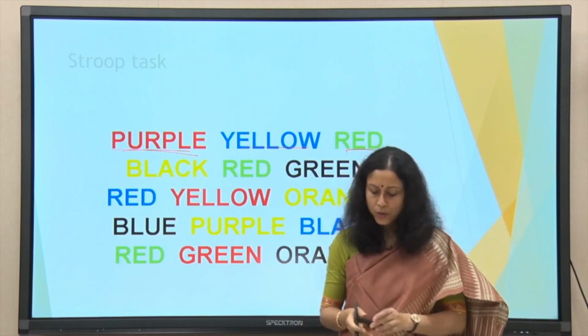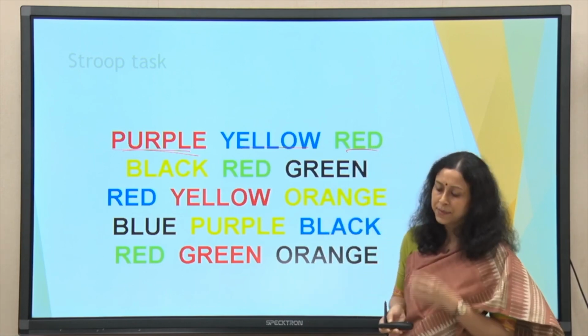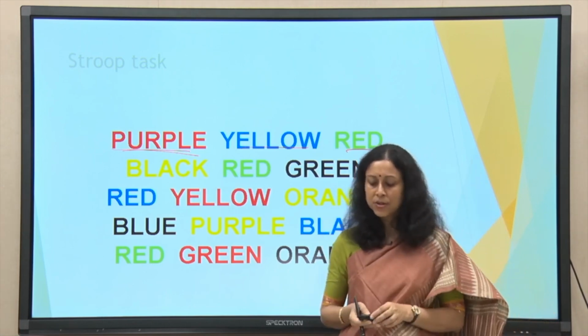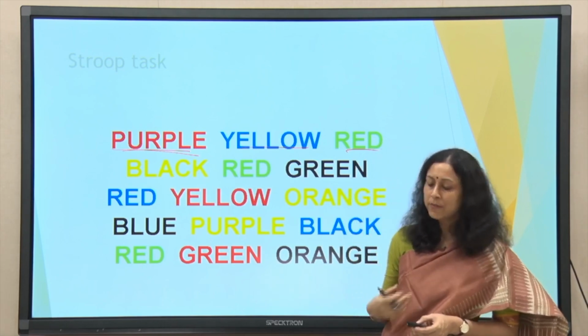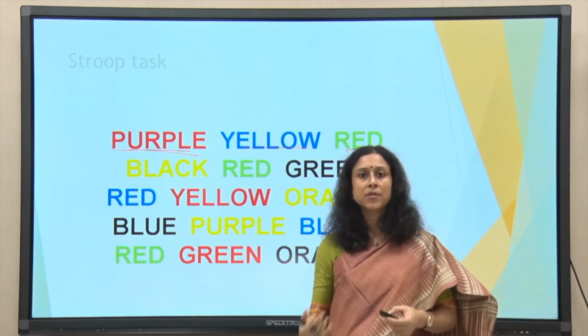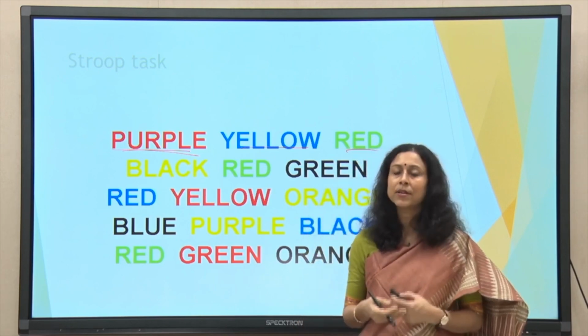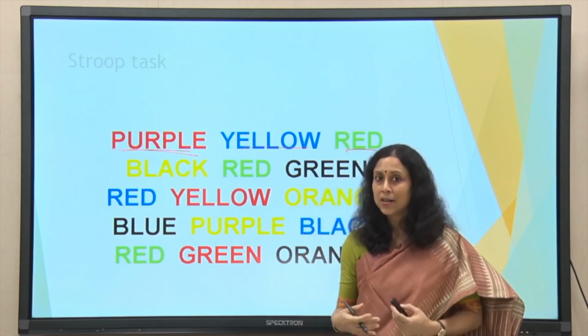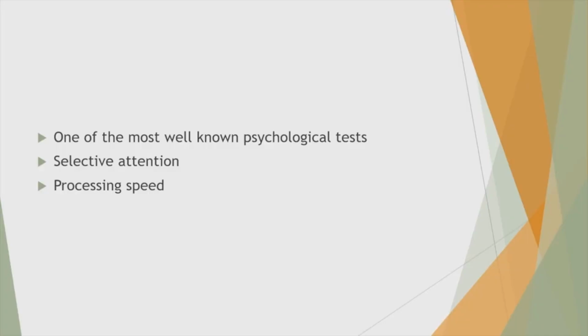This is called a color word Stroop task. There can be picture and word Stroop tasks and many other types, but the Stroop task basically looks at how you can suppress the automatic response. The automatic response, through automatic processing, is to read the word, but our task is not to read the word, our task is to name the color of the word. So, this is what it looks at, suppressing the irrelevant cue, and basically it relates to selective attention.